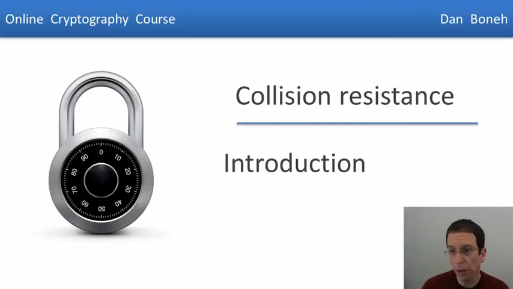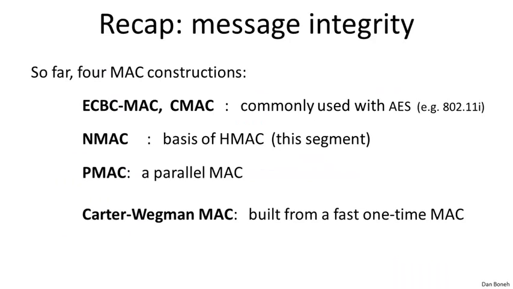In this module, we're going to talk about a new concept called collision resistance, which plays an important role in providing message integrity. Our end goal is to describe a very popular MAC algorithm called HMAC that's widely used in Internet protocols. HMAC itself is built from collision-resistant hash functions. Before we do that, let's do a quick recap of where we are.